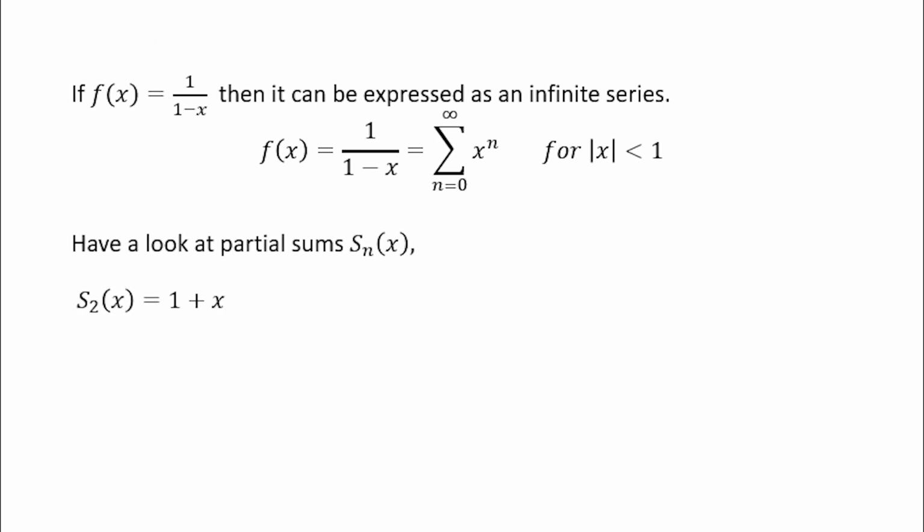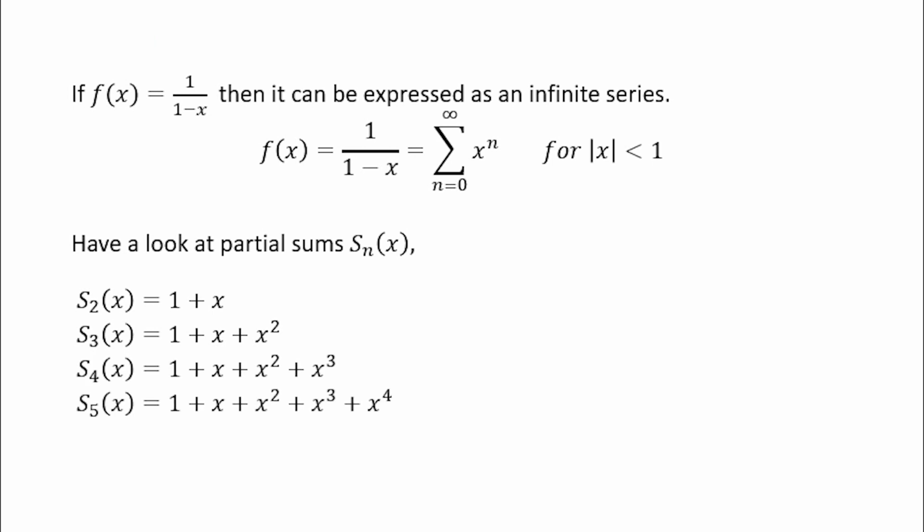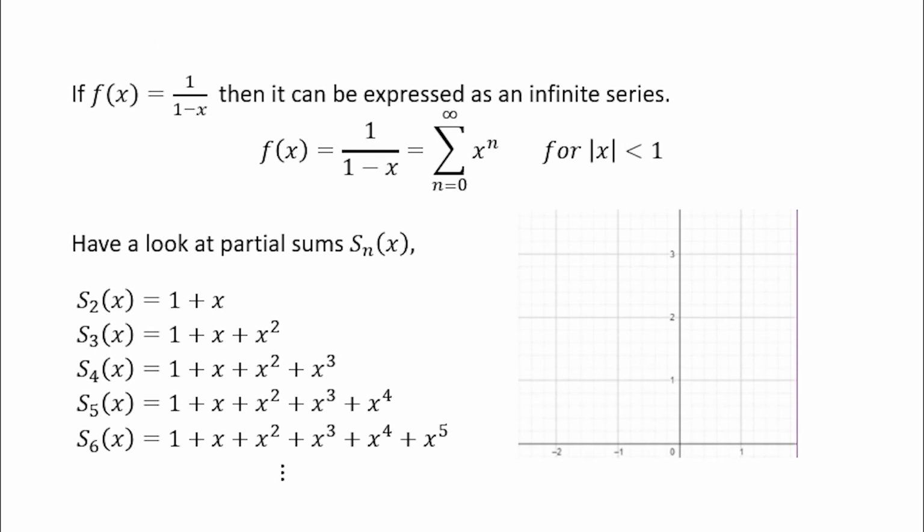Let's see, the second partial sum is 1 plus x as we have 2 terms. The third partial sum has 3 terms. The next will have 4 terms and so on. We will see it only until the sixth partial sum. Now let's have a look at the graphs.